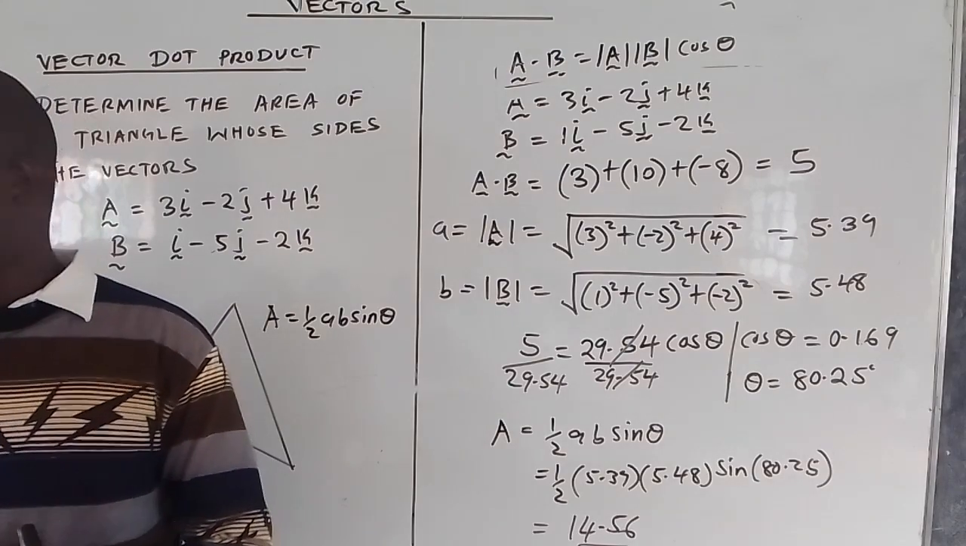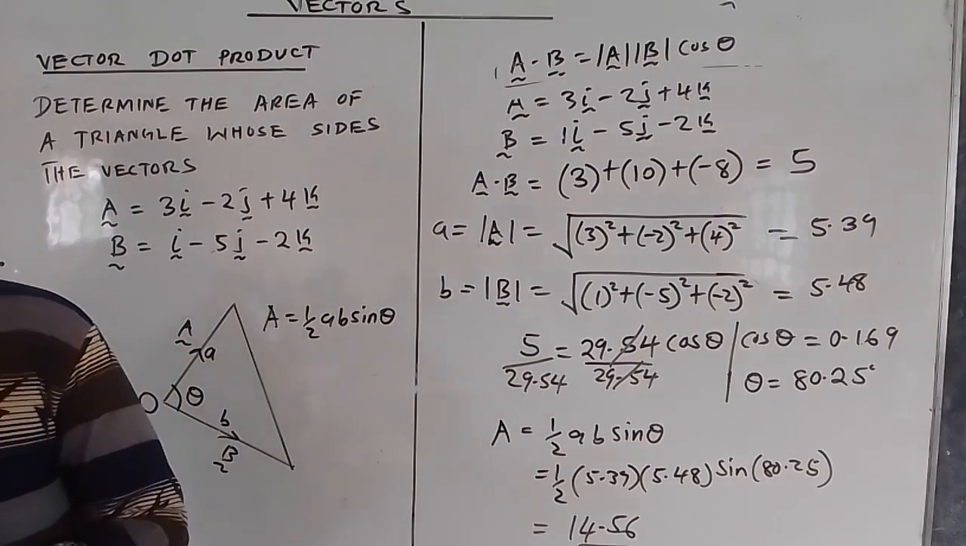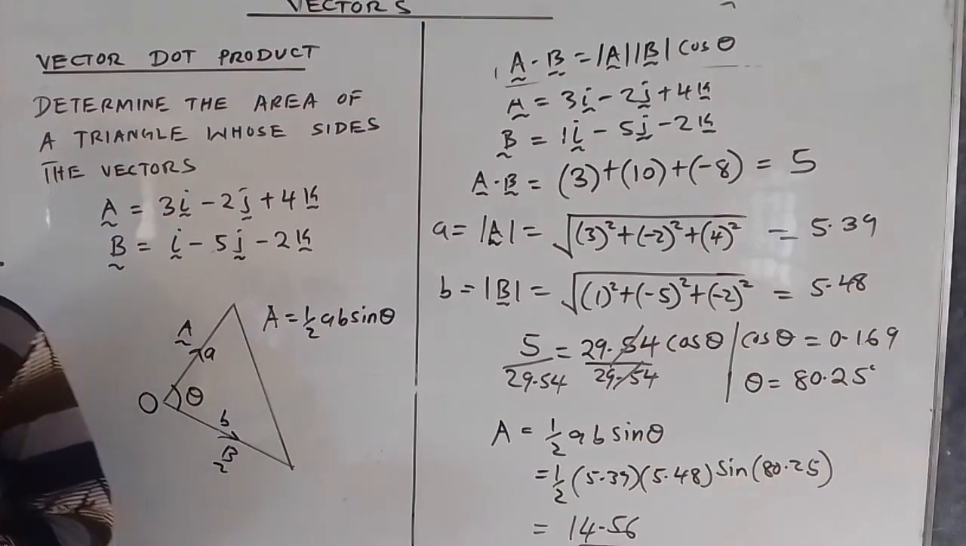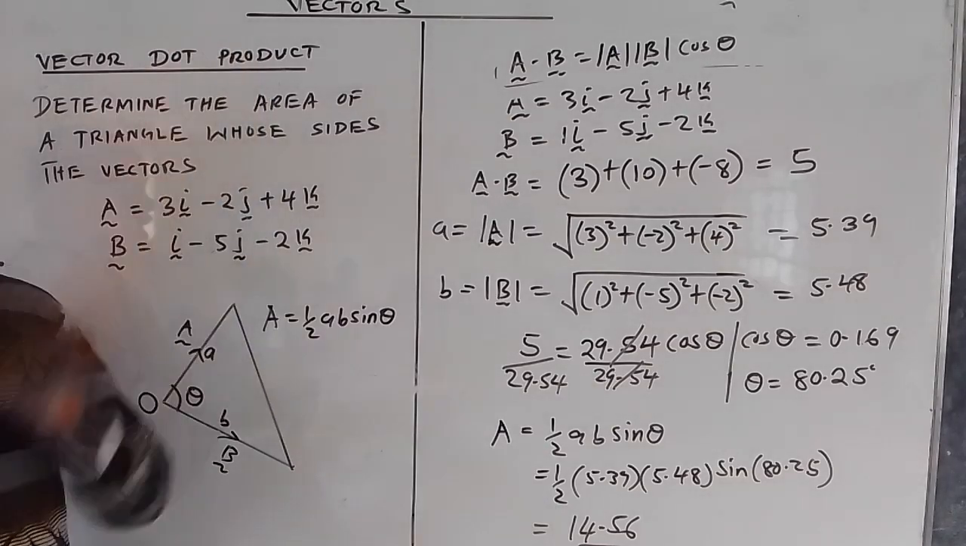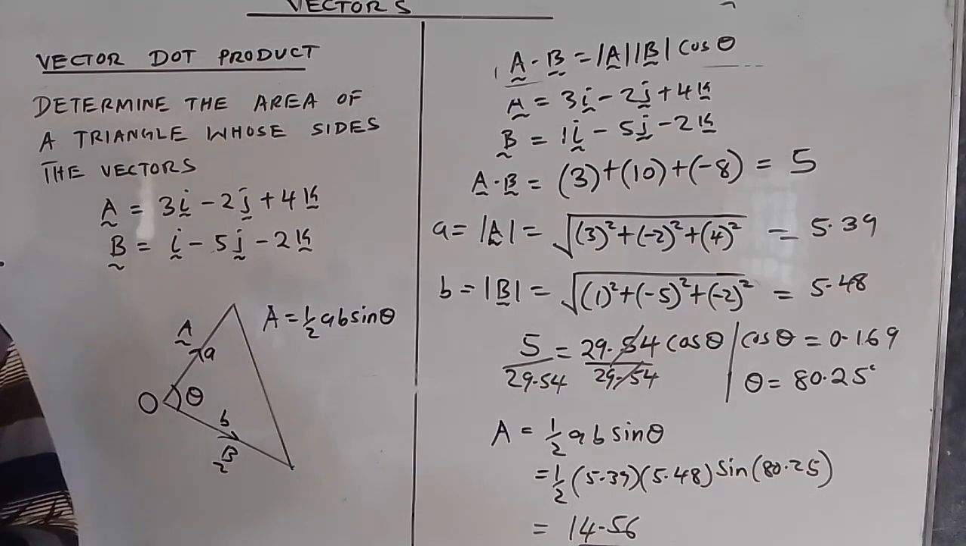14.56, and you know it is square units. So that is how to determine the area of a triangle, meaning you can determine the area of that given triangle using the concept of the vector dot product. Okay? Yes. Good.